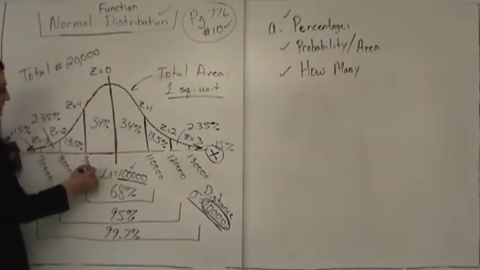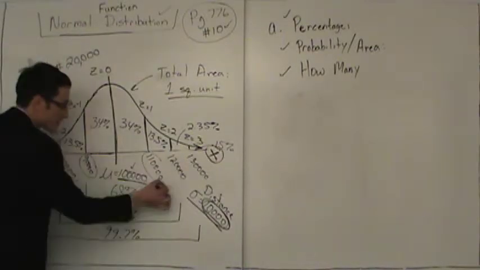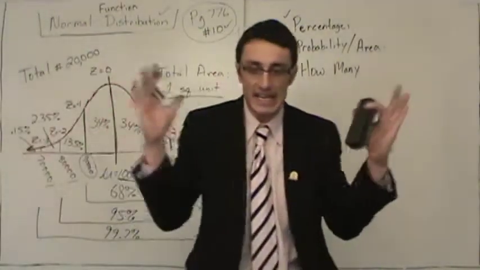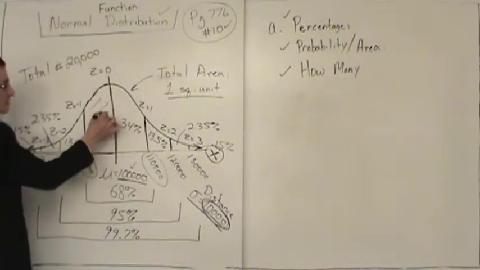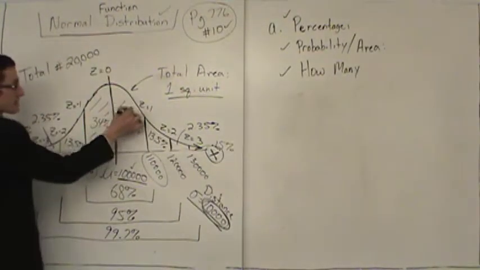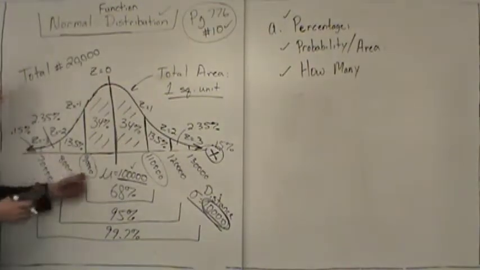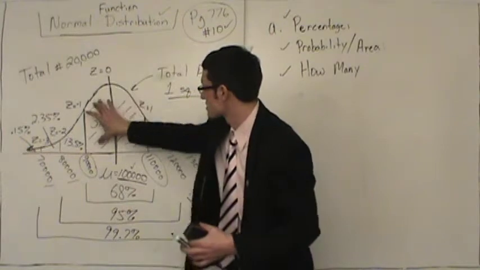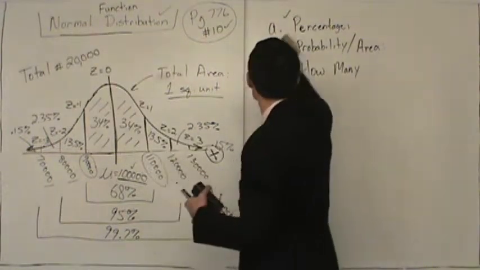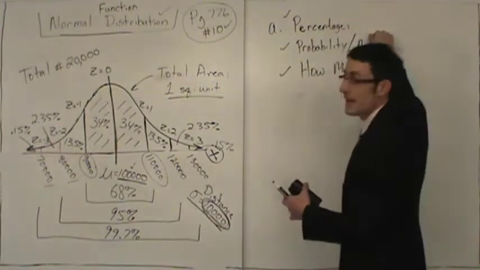So where are we? Circle 90,000, circle 110,000, and between, obviously we know what between means, we're looking at these 2 areas. So I want you to highlight these 2 areas. Between 90,000 and 110,000, we're in these 2 regions. So what do we have to do? We want to find percentage, probability, and how many.